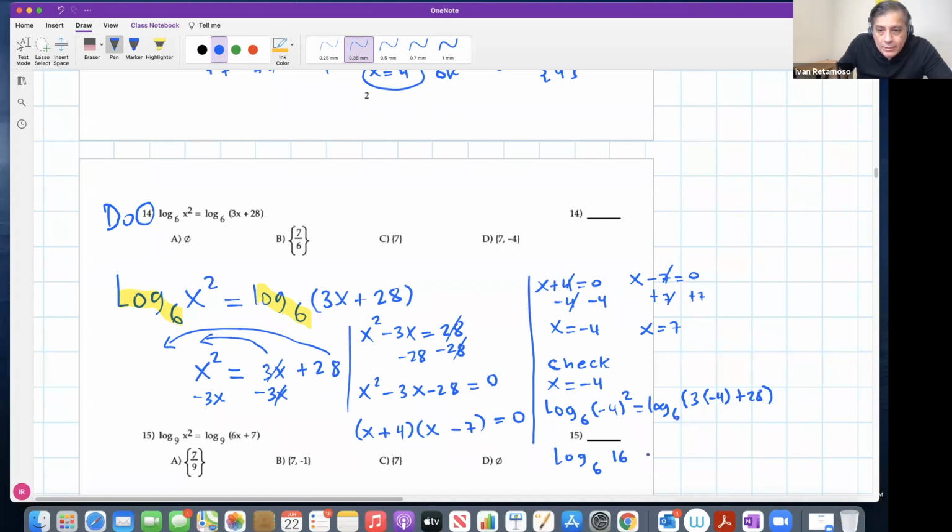Positive number, so good. Here, this is -12. -12 plus 28 is 16 also. Positive, positive, so good. This is checking, so this is a good solution. Let's check the other one. X equals 7.